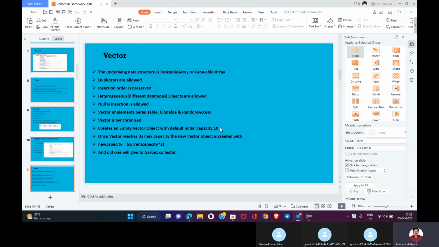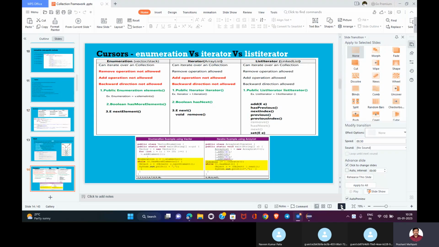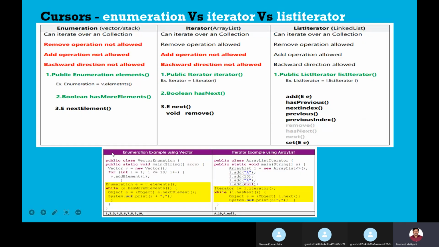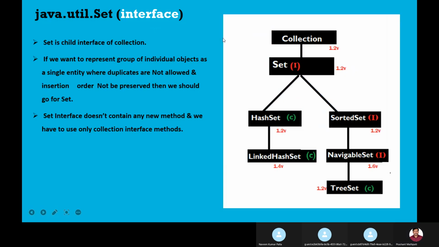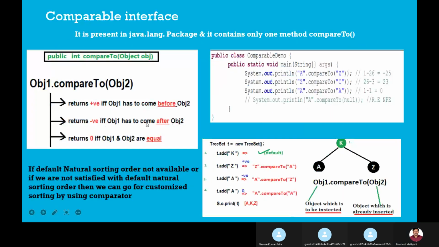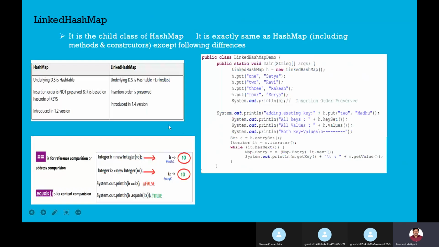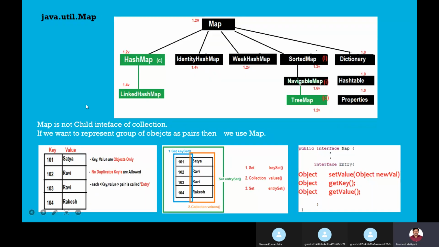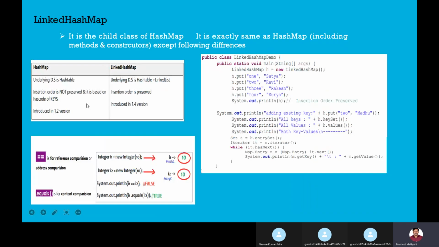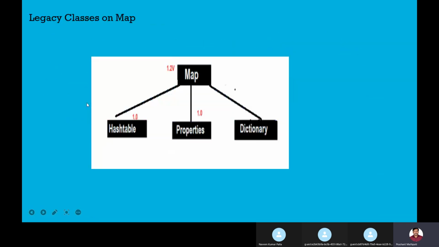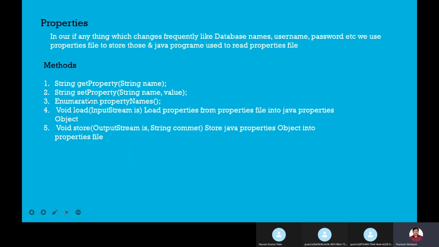In tomorrow's class, we go for cursors. How do we iterate those things? How do we use an Enumeration? When do we use an Iterator? Later we move on to Set. Once we finish Set, we directly go for Map. For Map, you just need to know how to write a Map, and later we go to HashMap, HashTable, and Properties.